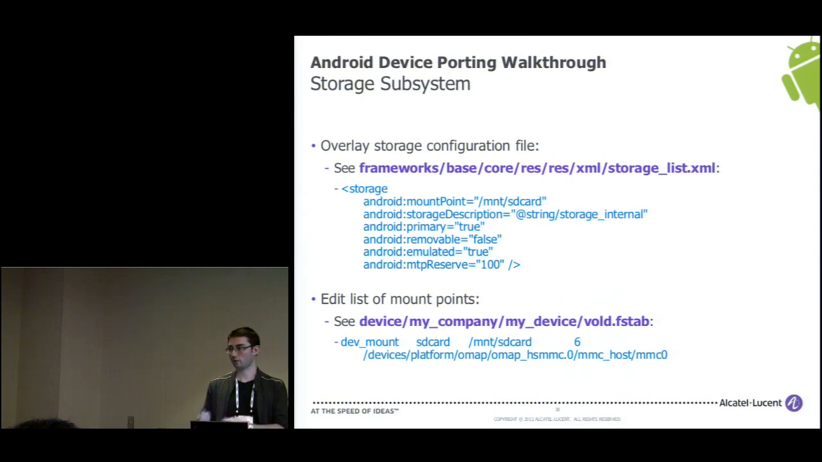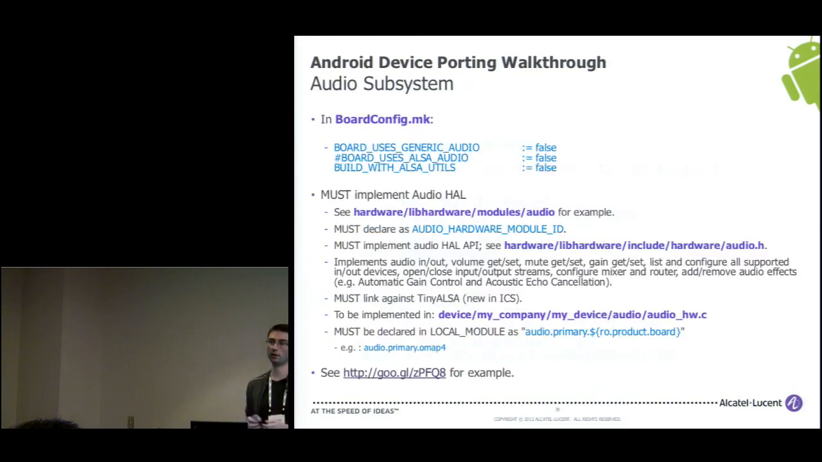If you have a second SD card slot that you expect to use for user data, for example, then just create some new mount points and just say this is not the primary, but this one is removable. And this will be used by the volume daemon in order to actually map the physical device and mount it at the right directory.